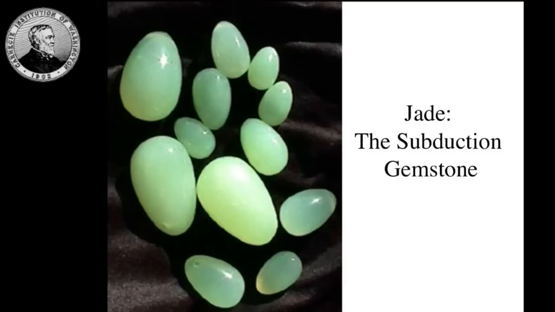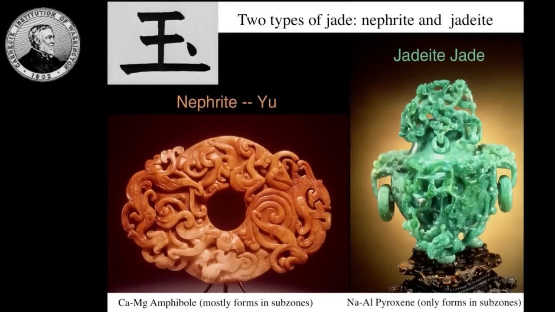Okay, so let's talk a little bit about jade and jadeite. This is the subduction gemstone, and there are two types of jade. There's nephrite jade, which is, interestingly enough, a calcium-magnesium amphibole. It mostly forms in subduction zones, but there's some of it that doesn't. It forms around contact zones around igneous intrusions, so we're not going to worry about nephrite.